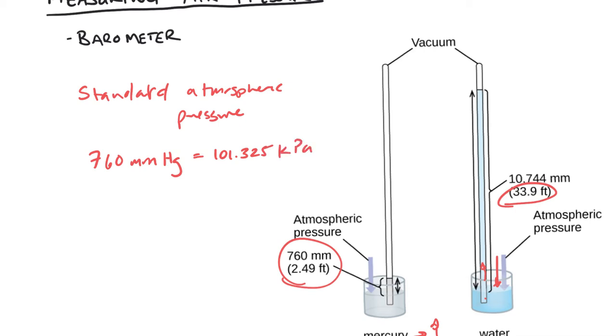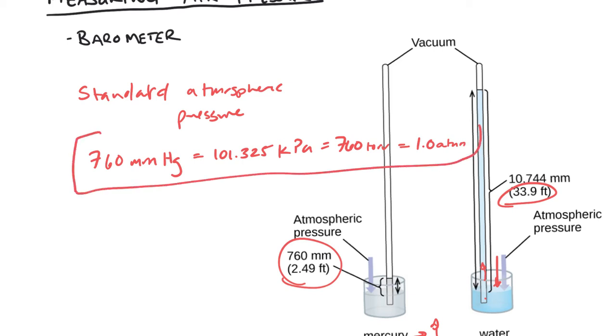Pascals, remember, is a really teeny tiny unit. So we use kilopascals just to make it easier to deal with. It's the same thing as 760 torr, is the same thing as approximately 1 atmosphere. Okay, so all of these units are interchangeable and we use them to measure atmospheric pressure. Okay, so we use a barometer to measure atmospheric pressure.